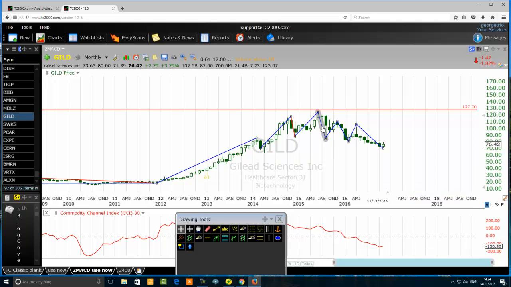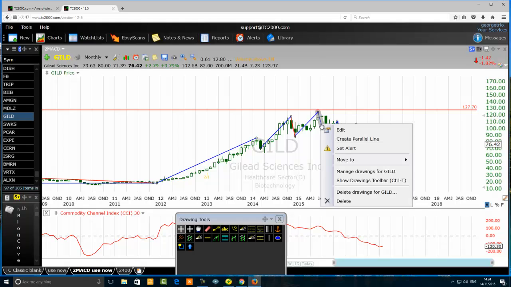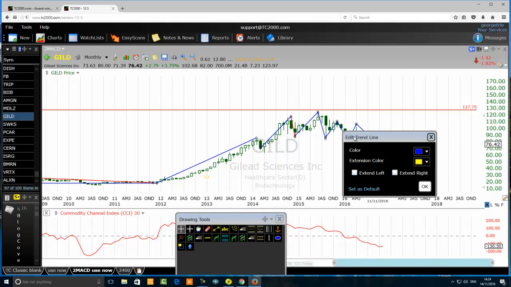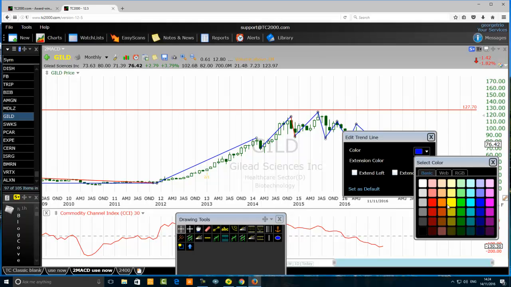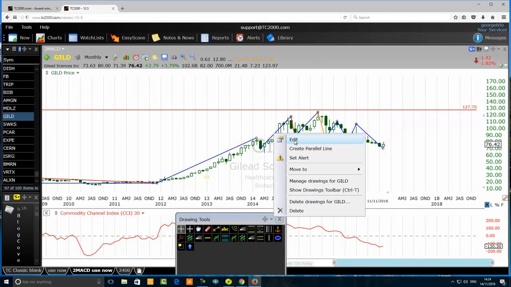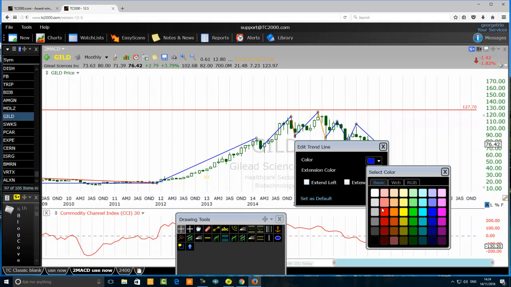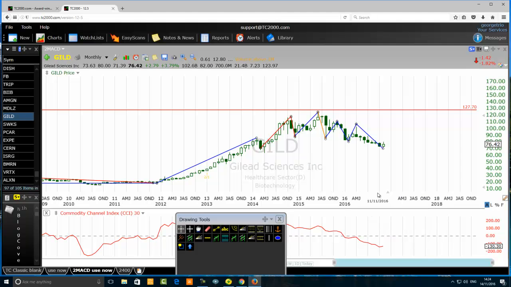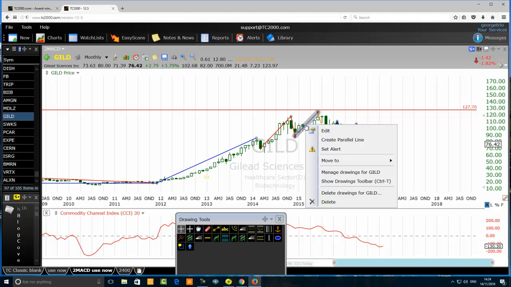Here, as you can see, one piece of the puzzle that I found is 1, 2, 3, 4, 5 down, but they are overlapping. So I'm thinking, wait, hold on a second. This is an ABC correction. This is not an impulse wave, it's a correction. You see, this is what you need to do. So now we find the fifth wave, which is this one here. And now our wave count is making a little bit of sense. It's making more sense.